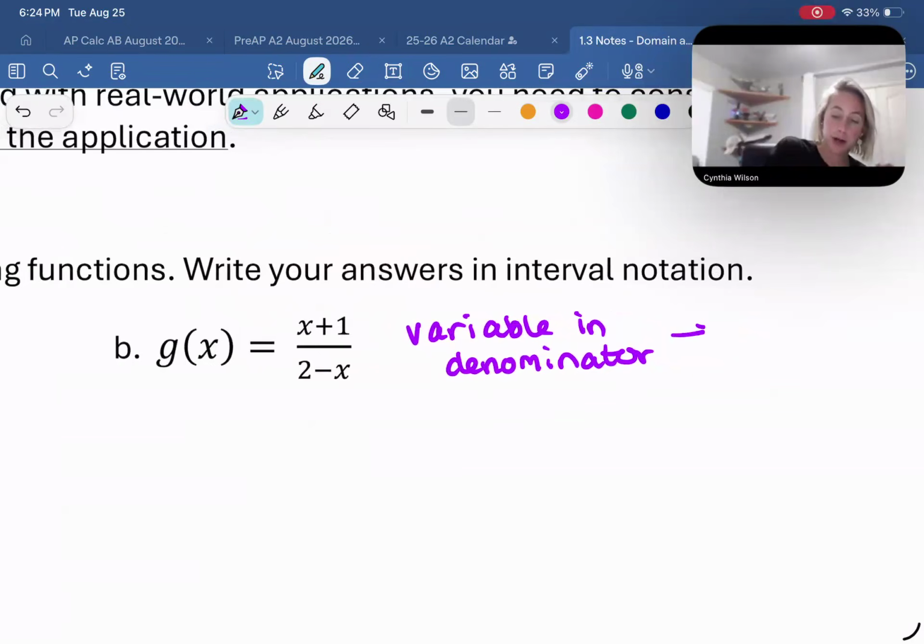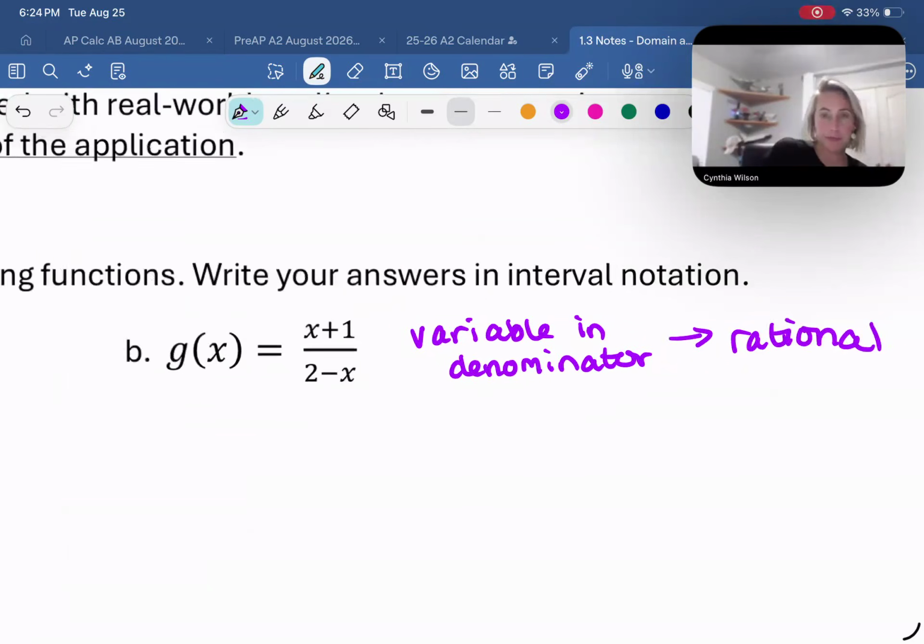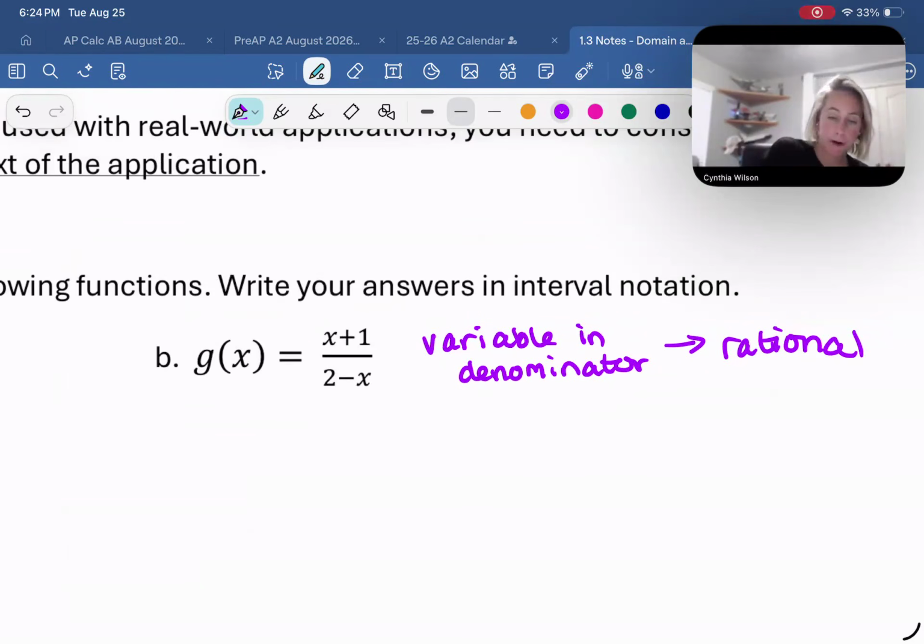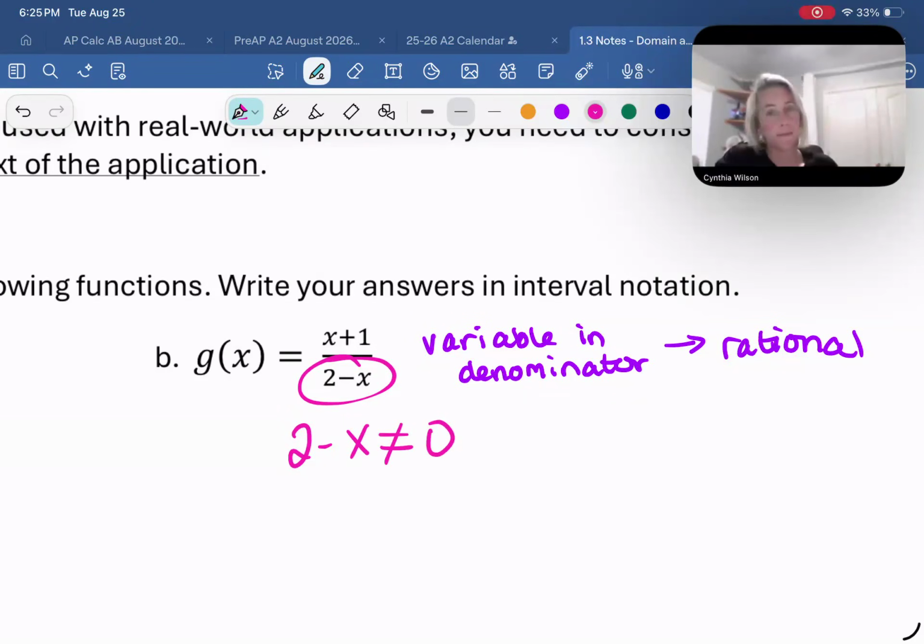So I know this is rational. All right, so we set the denominator, just the denominator, the numerator doesn't matter here, just the denominator, not equal to 0. We're still going to solve it like it's an equation, but it's a not equals to.